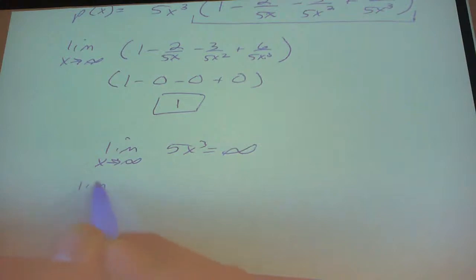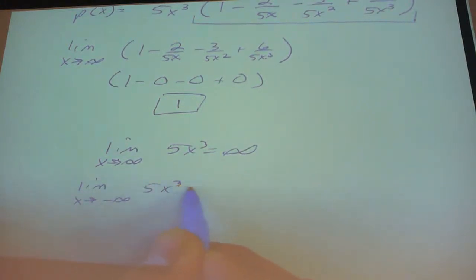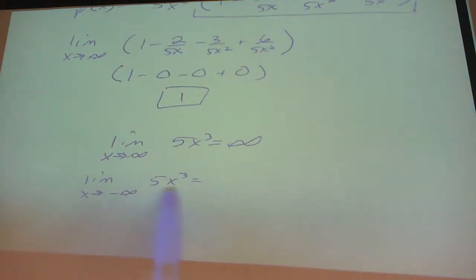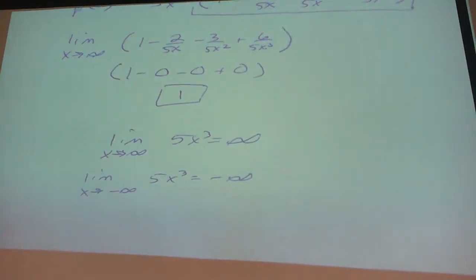And if I take the limit as x approaches negative infinity, what do you think would happen if I plug in negative infinity? Negative infinity cubed would be a positive or negative number? Negative times negative times negative. This would end up being negative infinity.